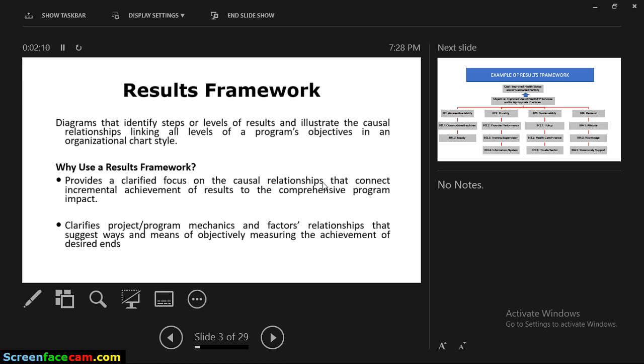Other frameworks will include the inputs, then they include the activities, and then you can move on to the result. But with the result framework, the only thing that you are interested in is to know the results. If we do this, what are we likely to see in this particular project?